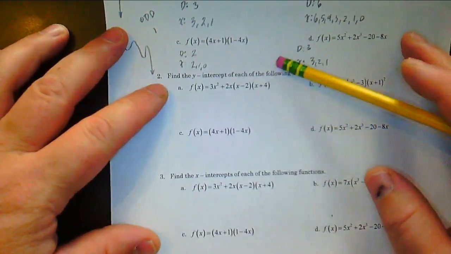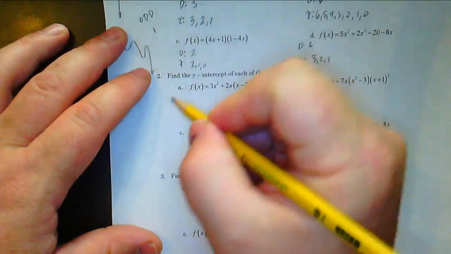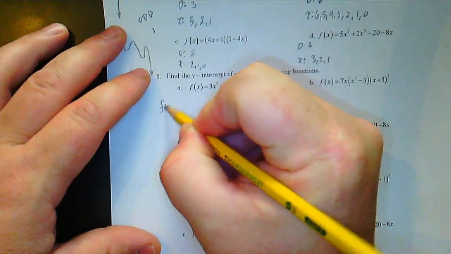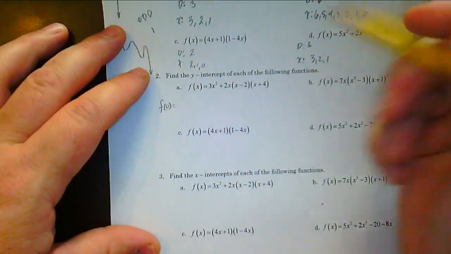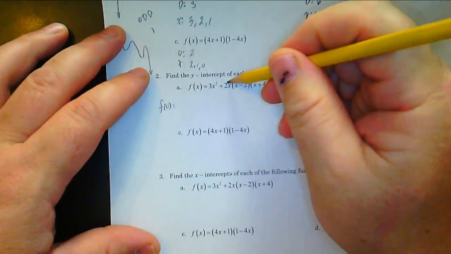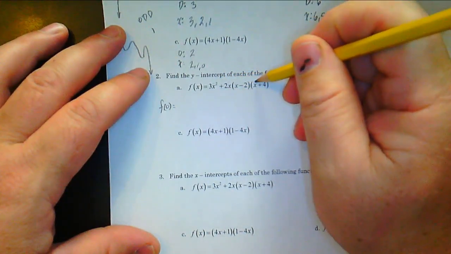Find the y-intercept of each of the following. Now, the way you find a y-intercept is, if you remember, you put a 0 for the x. That's all you got to do. So if I put a 0 for x, put a 0 for x, put a 0 for x, it's going to be a 0.